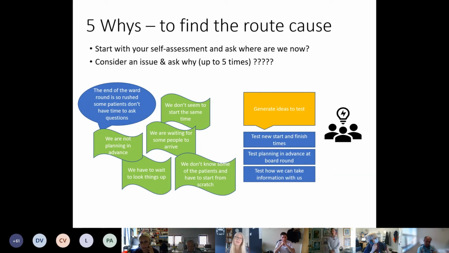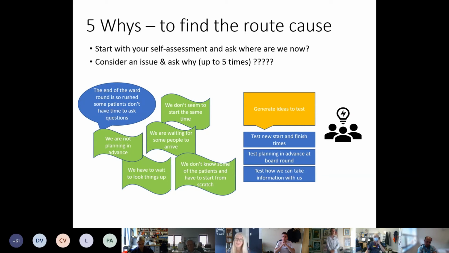I put an example here: the end of the ward round is so rushed that some patients don't have time to ask questions. So you're asking, why? Well, when we are not planned, we don't start at the same time, we are waiting for some people to arrive, we have to wait to look things up, we don't know some of the patients, and we have to start from scratch.